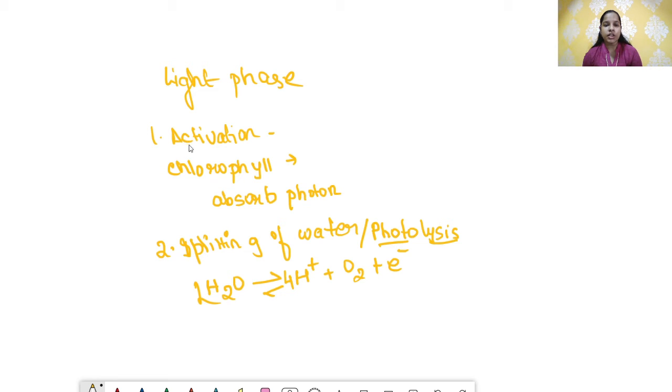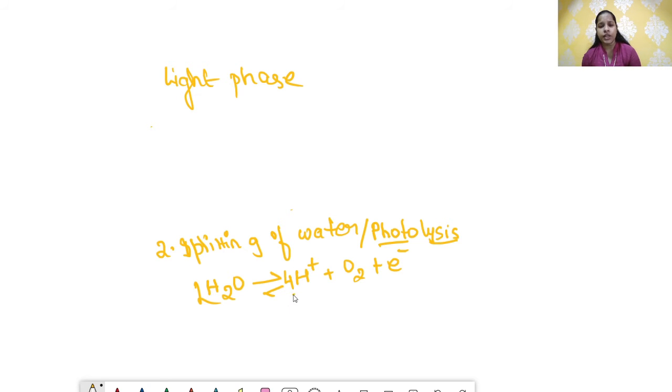Now, after the water is split, we have got three byproducts. One is hydrogen ion, the next is oxygen, and the third is electron. This hydrogen ion is then accepted by a molecule which is present in its oxidized form, that is NADP plus. Then it forms an active form of it, that is NADPH.